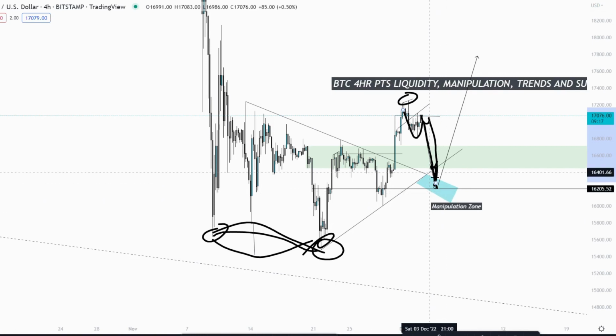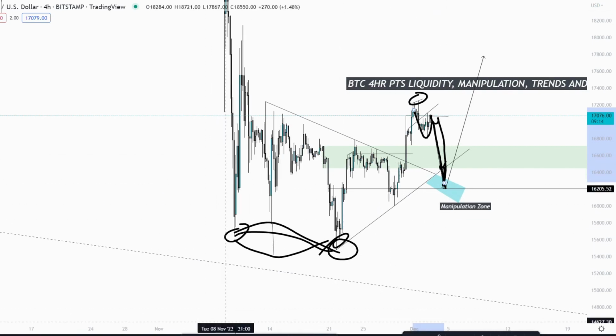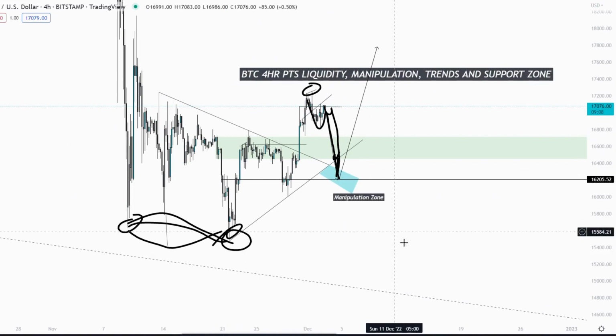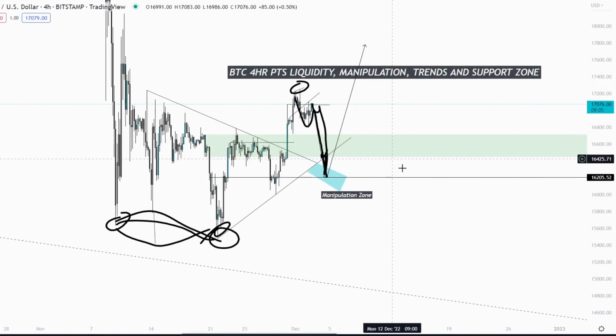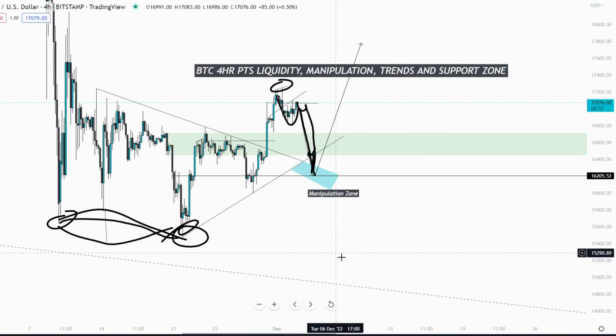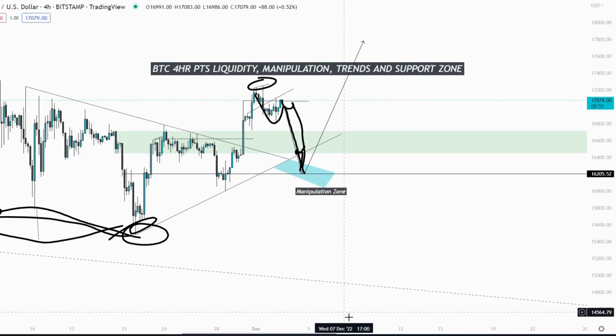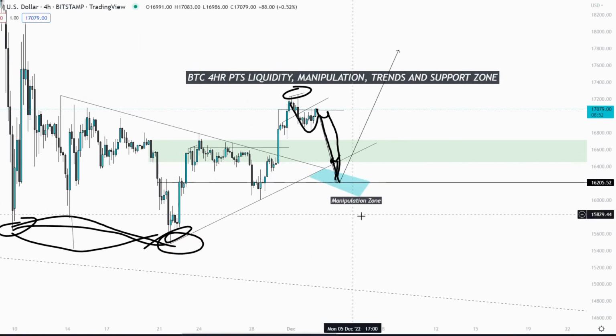So that is really what I am looking at the minute, and that really overall is just a bit of analysis on the overall lower time frame trend here on the Bitcoin 4 hourly. You've got your points of liquidity, your manipulation levels marked out in advance, your trends and your support zone. So I think if you've got this on your chart at the minute, you should be looking good. Really just watch out for this.